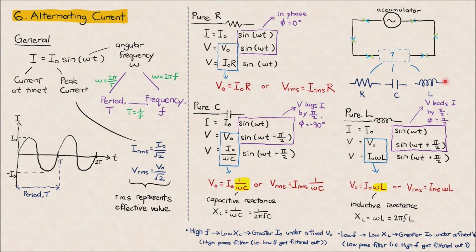Okay, so for a pure L circuit, low frequency causes low inductive reactance. Low inductive reactance causes a greater amount of current. So low frequency can pass through. High frequency will not generate much current, so it cannot pass through. It is getting blocked, getting filtered out. So this is a pure L circuit. Let's proceed to solve questions regarding pure L circuit.